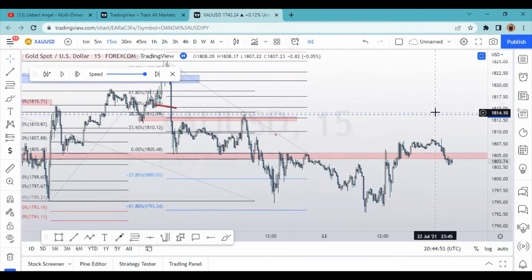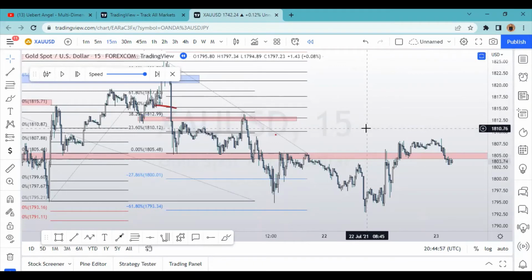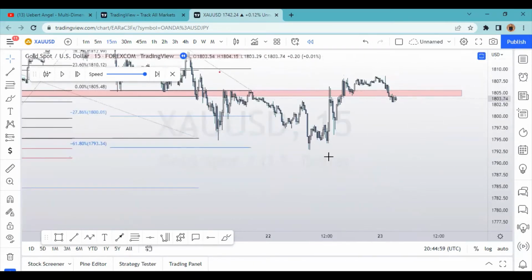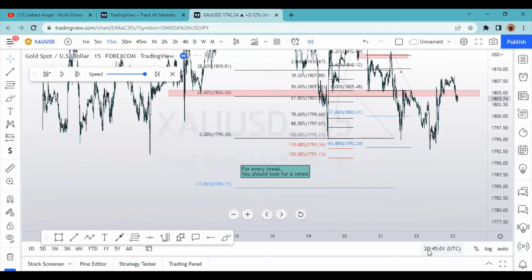Yeah, I just realized I always tap to create new trend lines, horizontal lines. So if you know how to use trend lines, you can also use it. So give me a minute. Let me switch again.